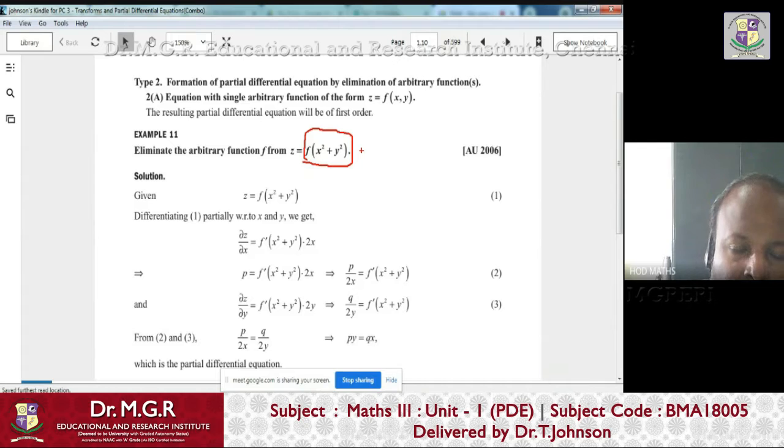What will be the... why are they writing like this? If they write like this, what does it mean? Anybody knows?